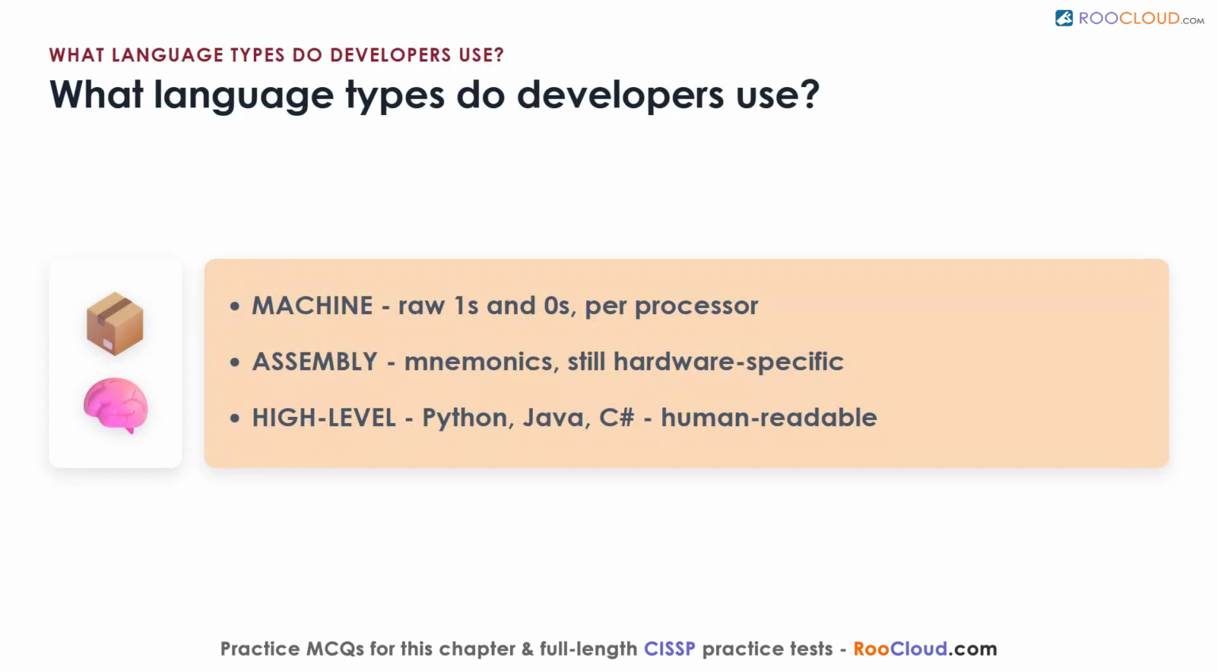What kinds of programming languages do developers actually use? At the bottom sits machine language, the raw ones and zeros a specific processor understands, which almost no human reads directly. One step up is assembly language, which swaps those numbers for short mnemonics, but still demands deep hardware knowledge and endless lines for simple tasks. Above that live high-level languages like Python, Java, and C#, which read closer to human instructions, speed up development, and travel more easily across platforms. Think of it as the difference between speaking in Morse code, in shorthand abbreviations, or in plain sentences.